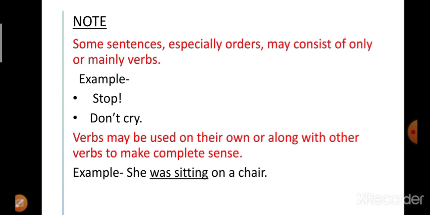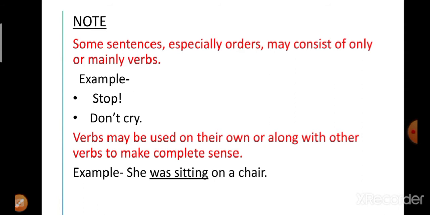For example, stop. Stop is what? Stop is a sentence here, but it is an order and here it consists of only the main verb. Don't cry. Again, this is an order and here it consists mainly of the verb, that is cry.